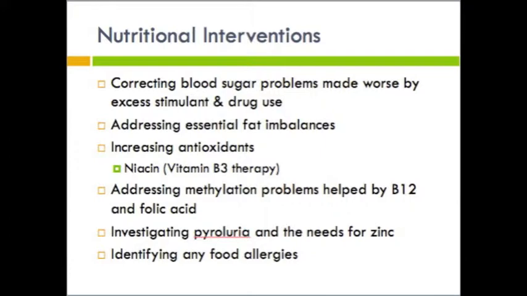So the nutrition approaches may include correcting blood sugar problems made worse by excess stimulant and drug use, addressing essential fat imbalances, increasing antioxidants with niacin therapy, addressing methylation problems helped by B12 and folic acid, and investigating pyroluria and the need for zinc and identifying any food allergies.